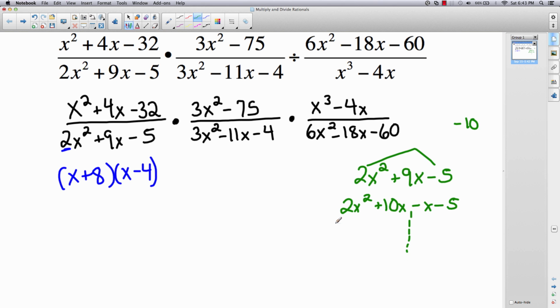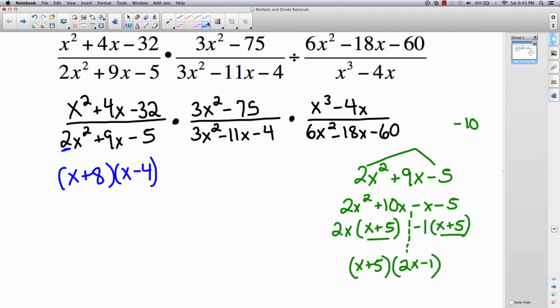So factor out a 2x, and we get x plus 5. Factor out a negative 1, and we get x plus 5 as well. So just make sure that we have a common factor here of x plus 5. So we get x plus 5, 2x minus 1. And now we can go ahead and put that in our denominator.